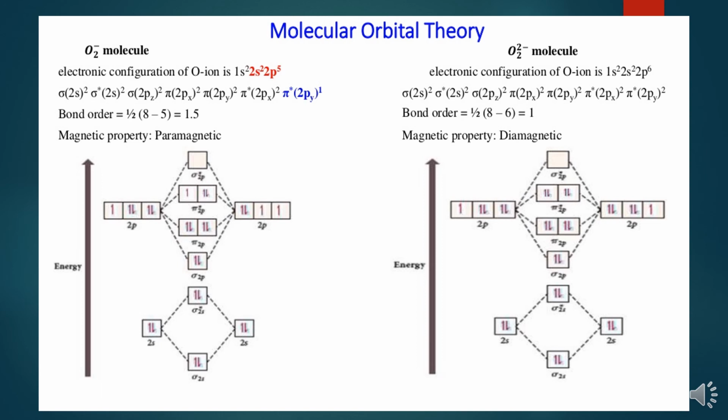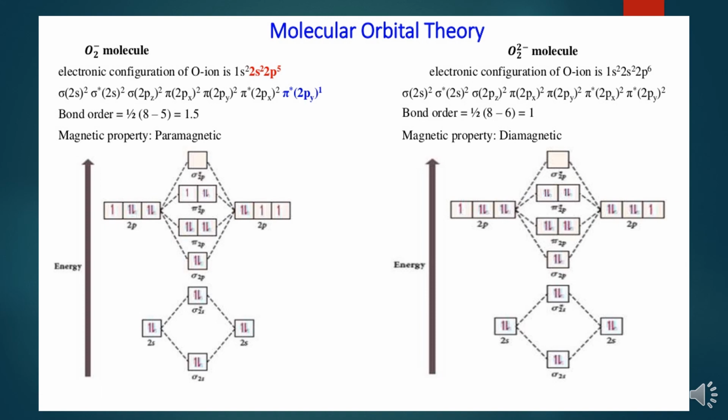So its electronic configuration will be pi star 2px2 and pi star 2py1, which is for O2 negative, and for O2 2 negative, pi star 2px2 and pi star 2py2. And you can see in O2 2 negative, these pi star anti-bonding orbitals are completely filled now. So this molecule will be diamagnetic with bond order 1, whereas superoxide ion will be paramagnetic because one unpaired electron is still present, and its bond order is 1.5.